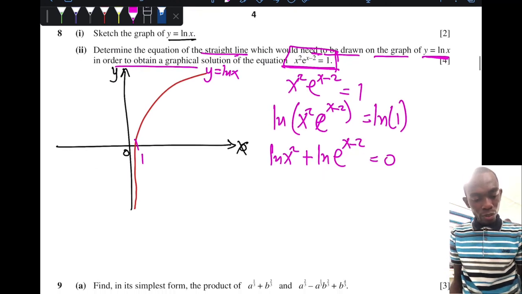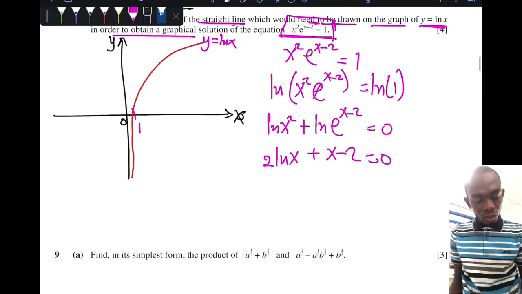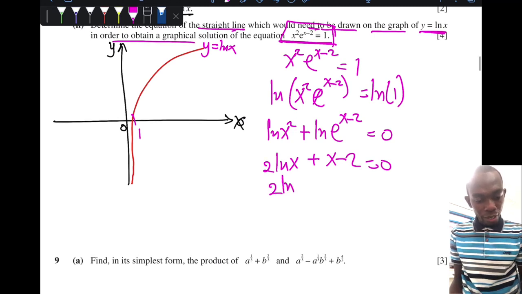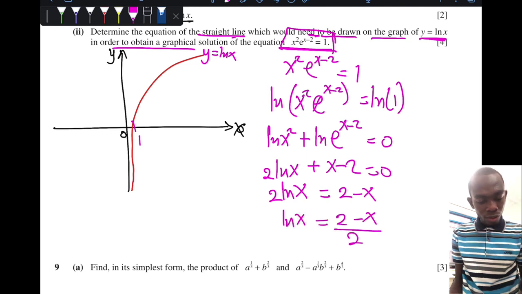So this gives you 2 ln x plus x minus 2 equals 0. So let me put the x together. Oh wait, you see something here. It's equal to 2 minus x, right? Good, and I'm going to divide both sides by 2, so I'm going to have this, which is the same as 1 minus half x.